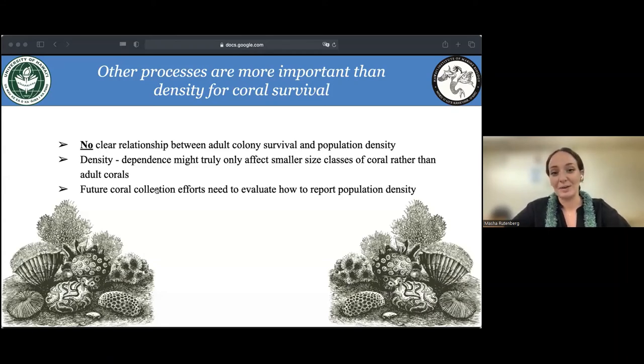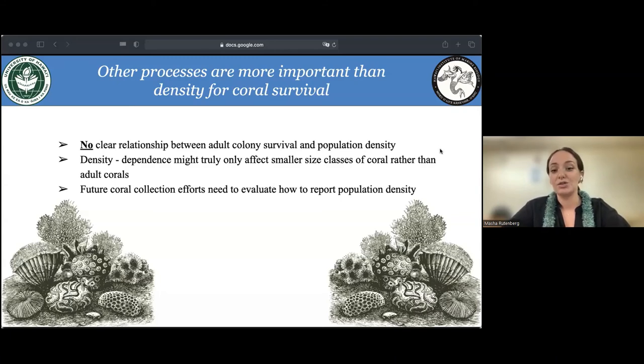The biggest takeaway from my thesis is that any other processes are more important for coral survival than density. Density dependence does come into play, but it is outweighed by other processes such as mechanical vulnerability and size class. With that being said, there is no clear relationship between adult colony survival and population density.